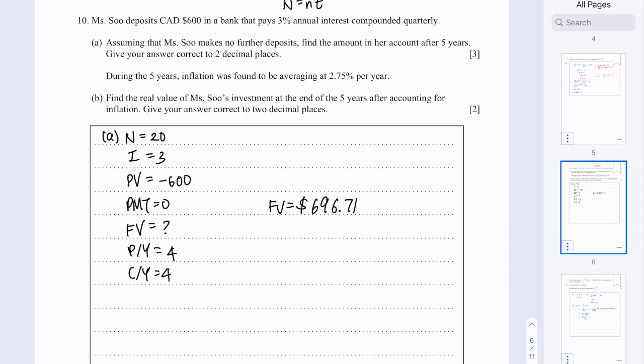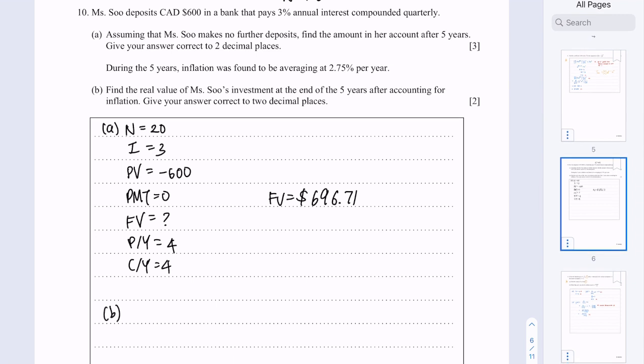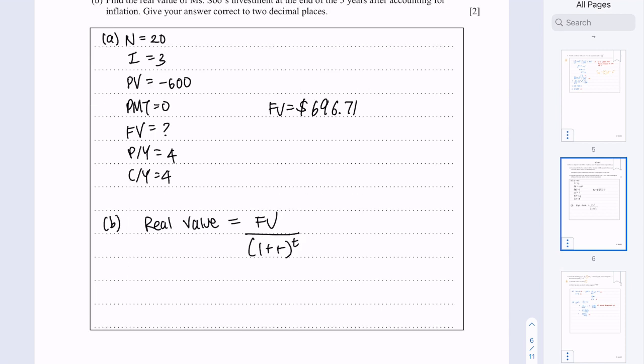Okay, so for part B, the formula for real value is not in your IB formula booklet. So this is another one that you need to have memorized. The real value can be found by taking the future value and dividing it by 1 plus your rate of inflation and raising that to the power of t, which represents number of years.